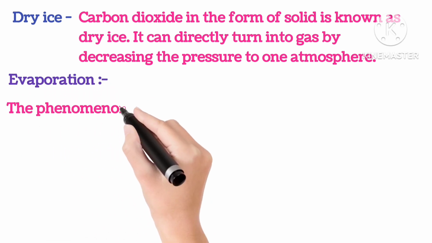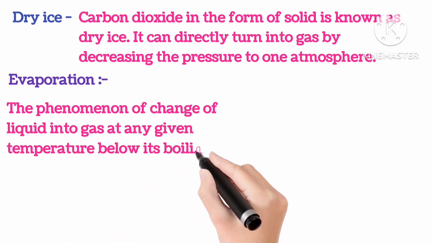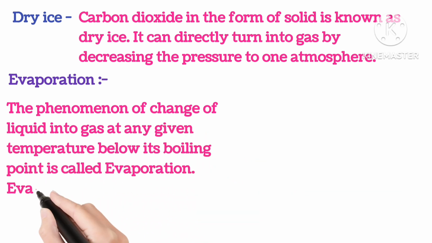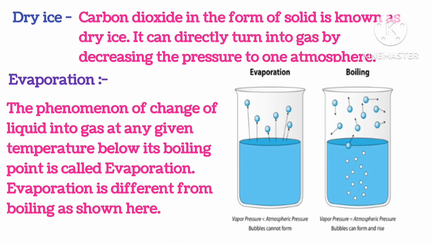Evaporation. The phenomenon of change of liquid into gas at any given temperature below its boiling point is called evaporation. Evaporation is different from boiling. As shown here, you can see in evaporation, vapor pressure is less than atmospheric pressure, so bubbles cannot form. But in boiling, vapor pressure is equal to atmospheric pressure and bubbles can form.